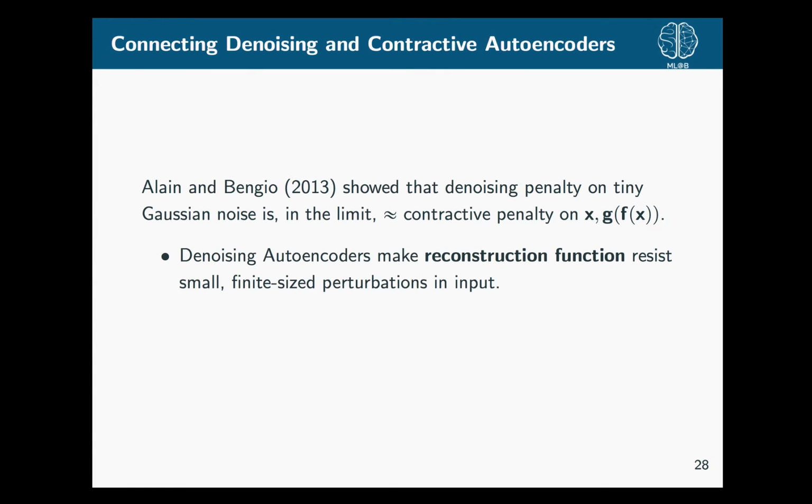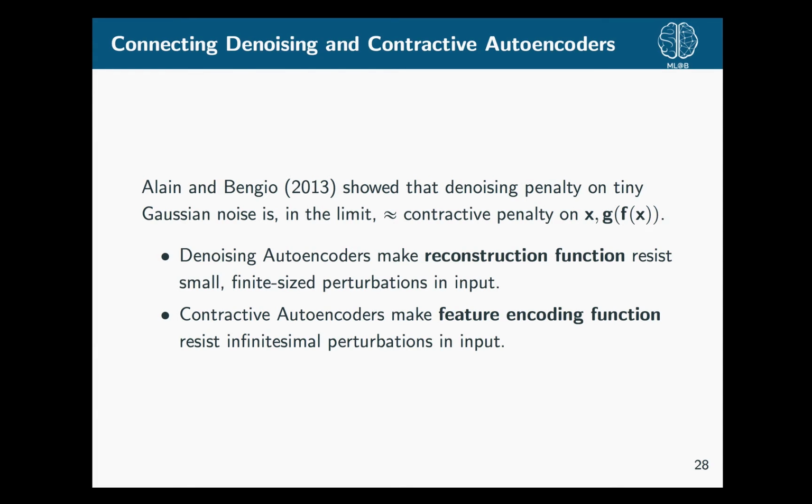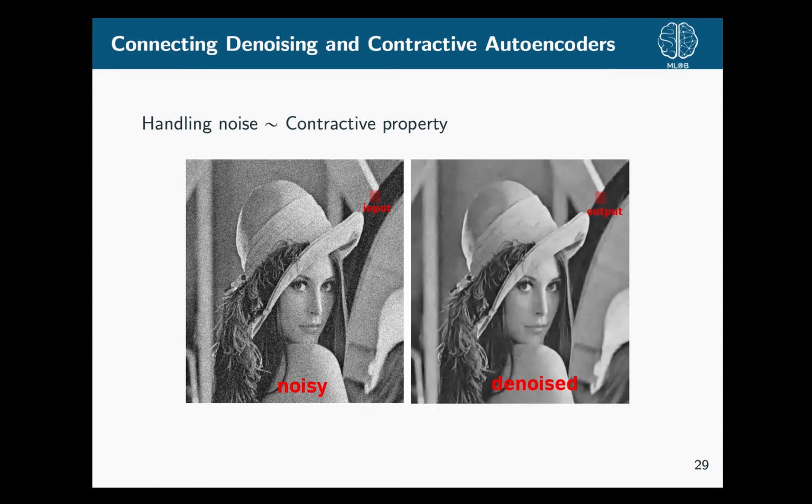So as a matter of fact, when you compare denoising and contractive autoencoders, they're actually trying to do the same thing. Because denoising autoencoders make the reconstruction resist tiny but finite size changes in the input, which are the noise. And likewise, contractive autoencoders are trying to make the feature encoding function resist infinitesimal perturbations in input. So more or less, in the end, denoising autoencoders, when taken to the limit, are essentially equivalent to contractive autoencoders. It's just a matter of implementation preference for you now, right?